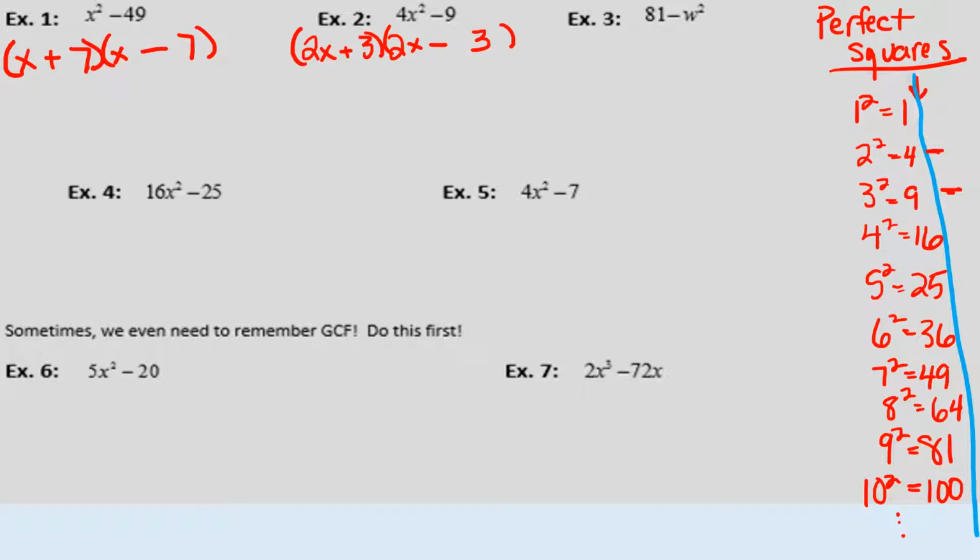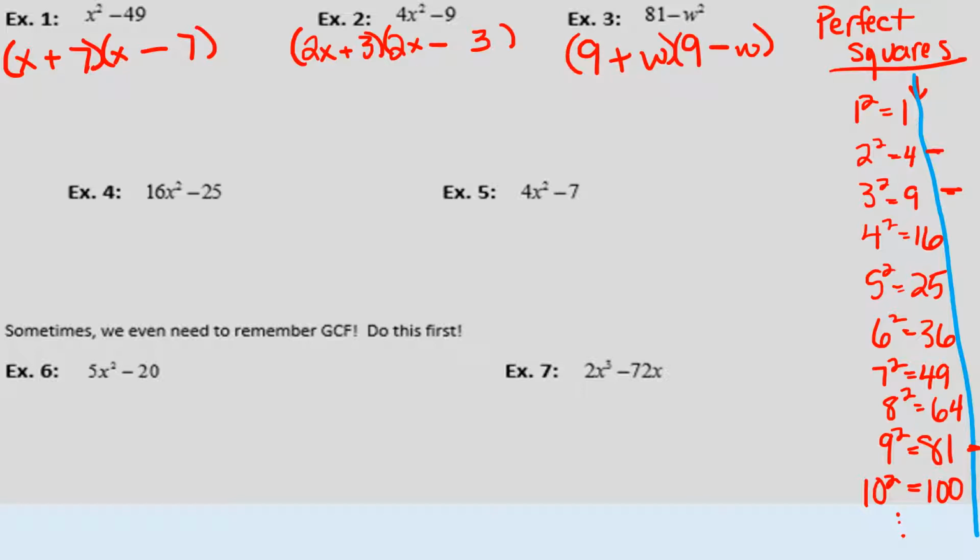Okay, the next one is 81 minus w squared. So now we still have that negative sign in between, and it's okay if the variable is at the end and not at the beginning. Now we're just going to have 9, because the square root of 81 is 9. 9 times 9 gets us back to 81. W times w gets us back to w squared. One of them has to be positive, one of them has to be negative.